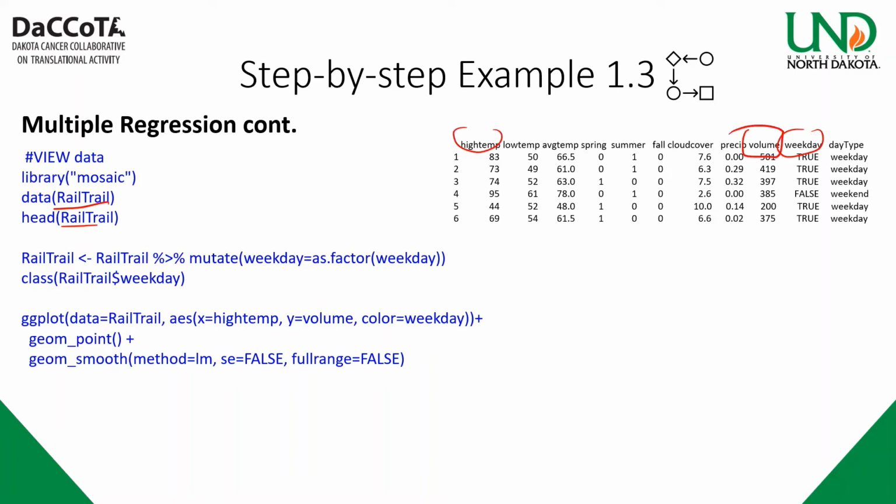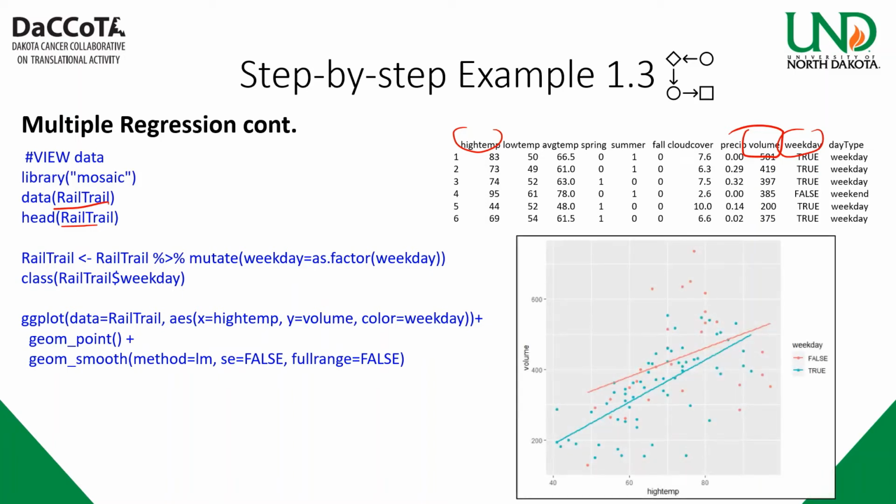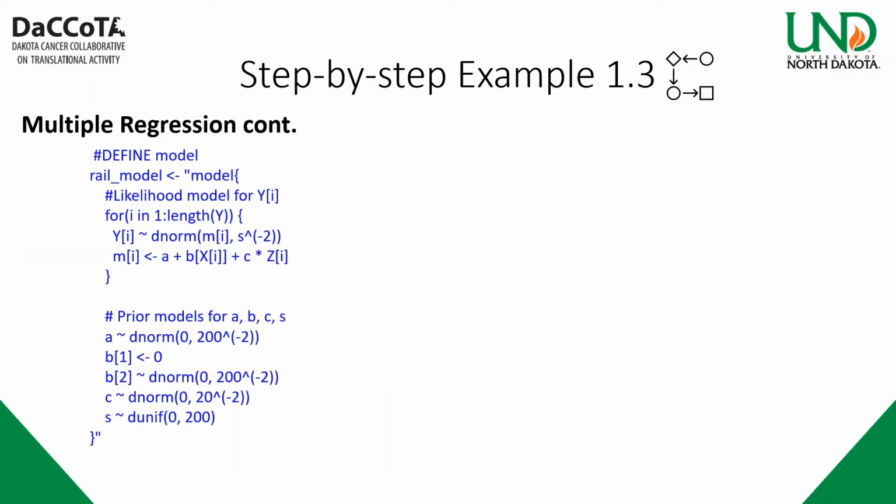So we're going to do some just formatting to get it in the right format, and then run a ggplot just to kind of show what we're trying to get at here. So we're trying to model volume as high temperature and weekday, and it looks like as temperature increases, so does volume, and then that it looks like weekend, so that's the false weekday, might have more volume than weekday. In fact, they might have different slopes, though we're not going to change the slopes, just the intercepts for this. Okay, we're going to define the model. So this is going to be that regression style definition.